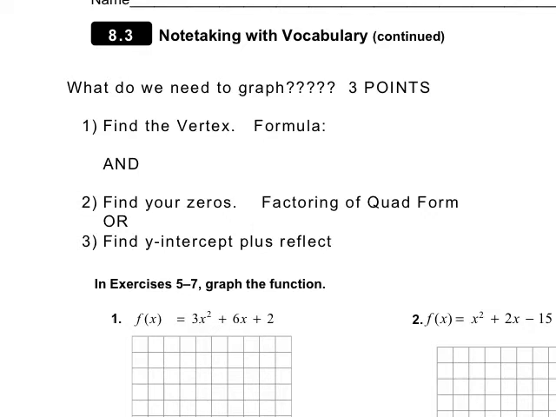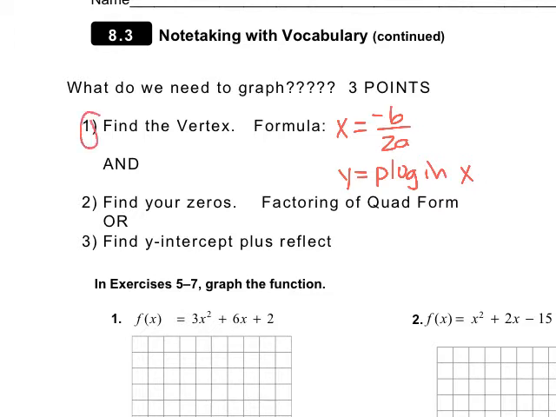All right, so now it's time to put it all together. Okay. So we do have some options, but I am going to kind of focus in on a few things here. So finding the vertex. So remember the formula for the vertex is x equals negative b over 2a. Then y equals plug in x. Okay, that's what you just practiced on the last lesson.